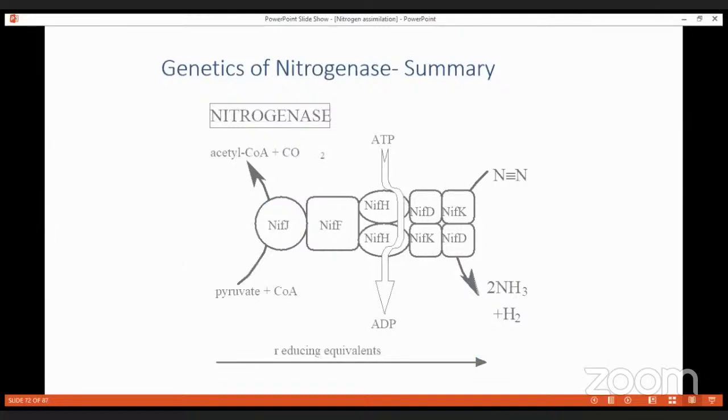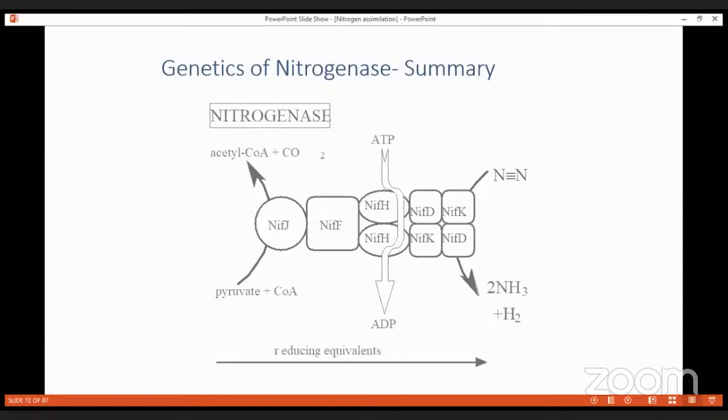Some more genes are involved that you have to remember. So for nitrogenase, NIF-J is initially donating the carbon, which is activating the NIF-F. Then the NIF-H, as we discussed, is forming the Fe protein subunit, which is reduced by utilizing the ATP. Then D and K is forming the second subunit, which is reducing the nitrogen into the ammonium form.